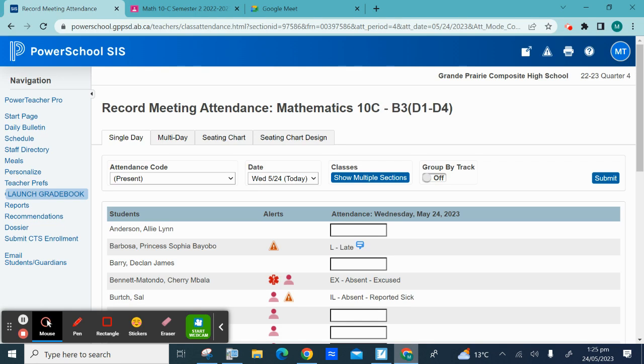Also, don't forget that everything is due Friday, June 9th. All your assignments have to be handed in. I will not accept anything after that. They will go in as zeros. So if you don't think I'm serious, look at my face. This is me being serious. You'll get zeros on anything not handed in after Friday the 9th.